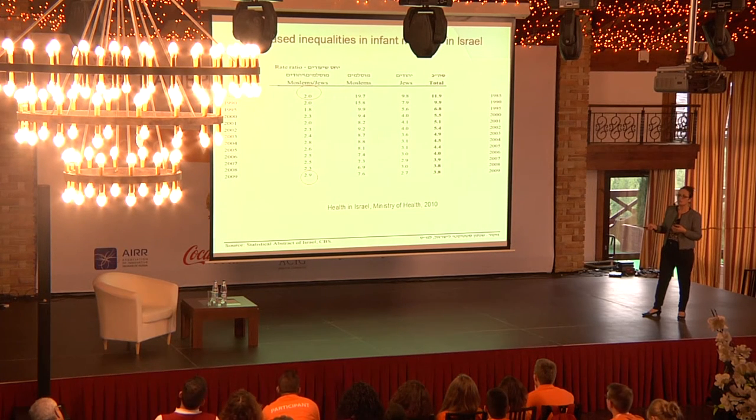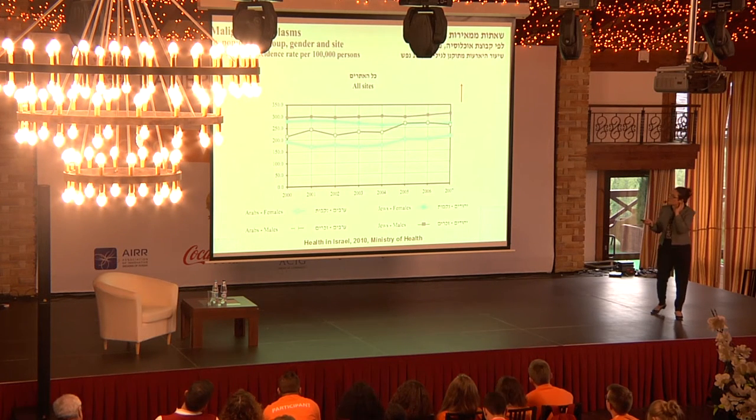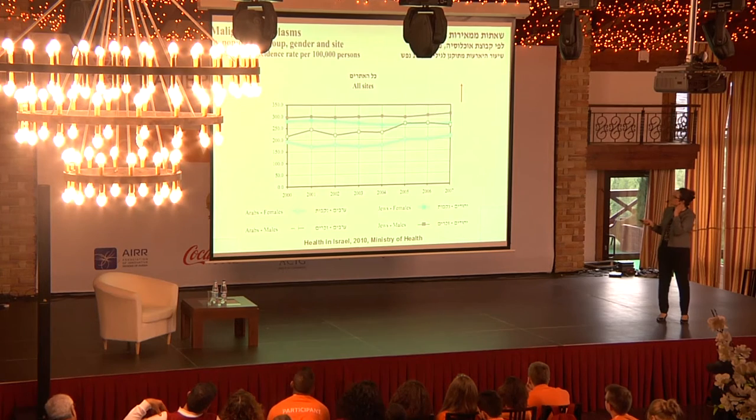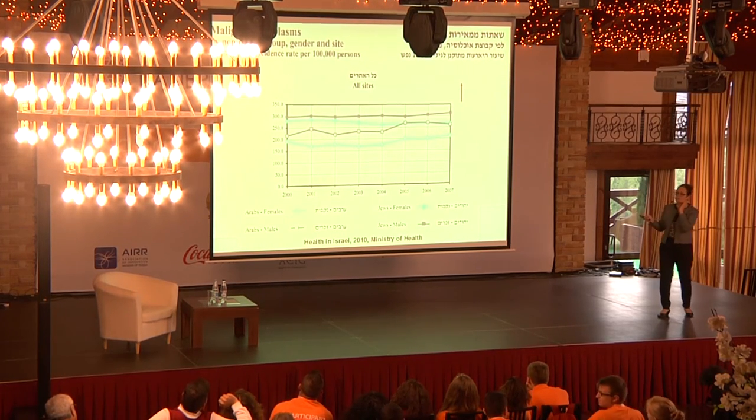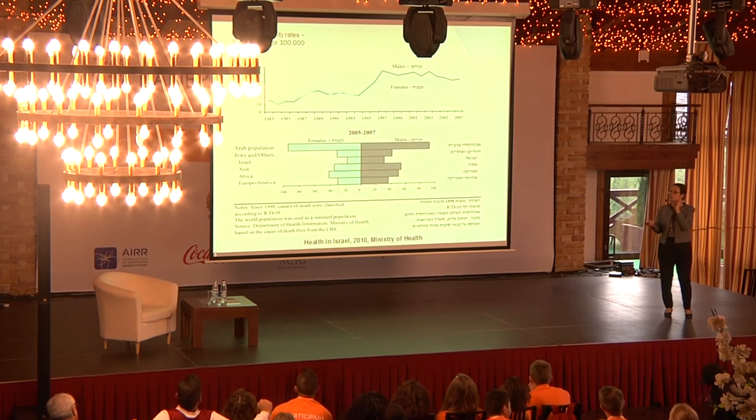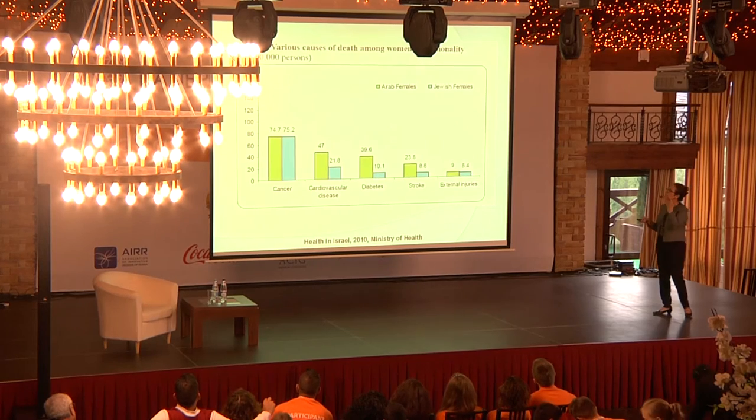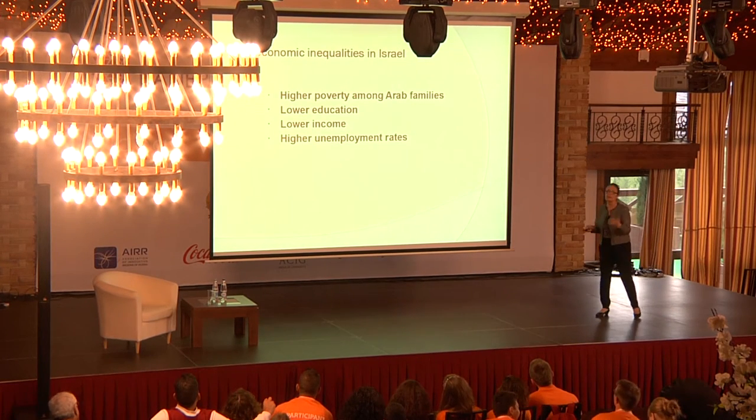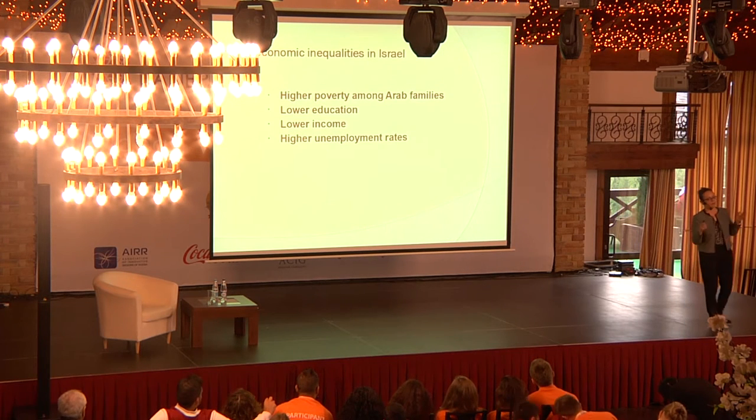Now it's about 3 times higher. So the same also for the cancer. What we see, the cancer is reduced in Israel for the Jewish population, but it is increasing for the Arab population. And the same for diabetes and other diseases. I can continue this, and you can see that for the Arabs, in many health indicators, they have poorer health indicators compared to the Jewish population.